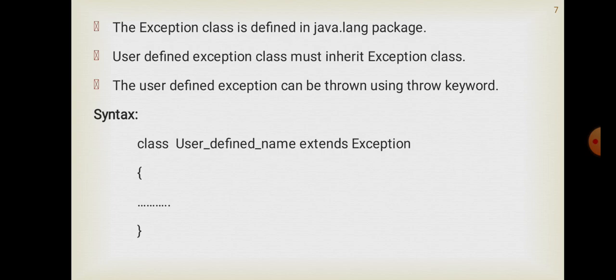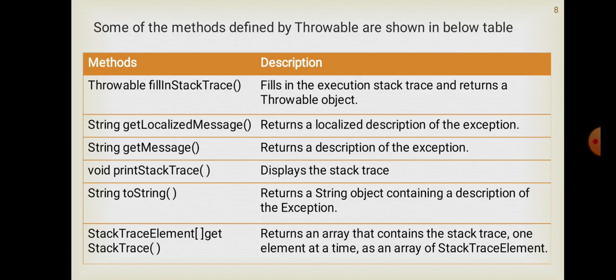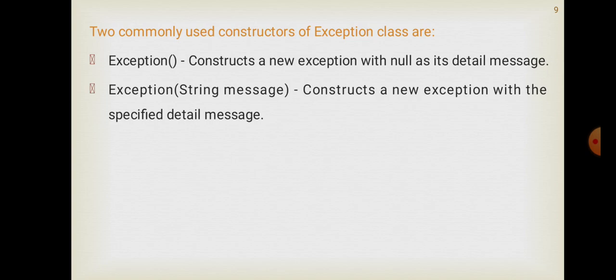To create a user-defined exception, the syntax is: class, the exception name, extends Exception. The methods we have are fillInStackTrace, getLocalizedMessage, getMessage, printStackTrace, toString, and getStackTrace. We have two commonly used constructors for exception classes. One is Exception(), which constructs a new exception with null details, and Exception(String message), which constructs a new exception with the specified detail message.